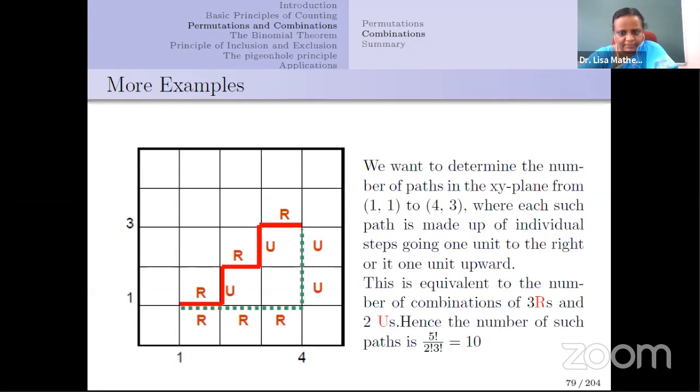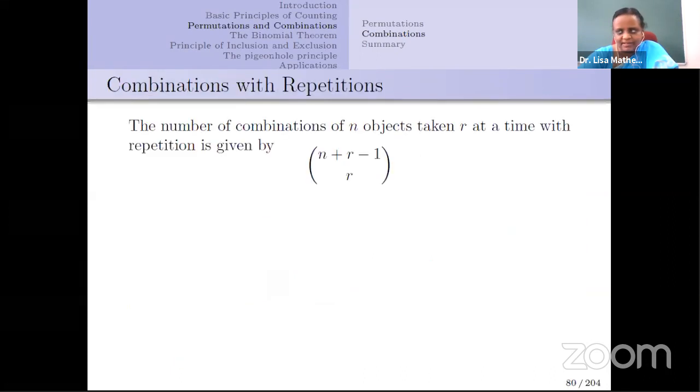And the total number of such paths is 5C3, which is equal to 5 factorial by 2 factorial into 3 factorial, which is 10. Now, so far, when we talked about combinations, we assumed that we are not repeating any elements. In case we are going to allow repetitions in the combinations, then the number of combinations is given by (n + r - 1)Cr.